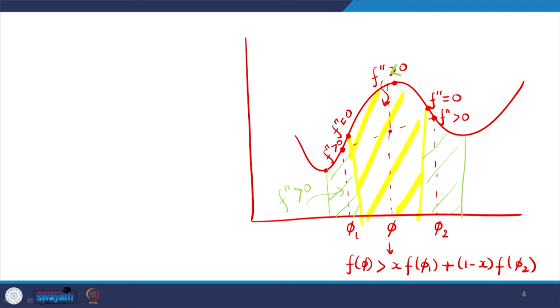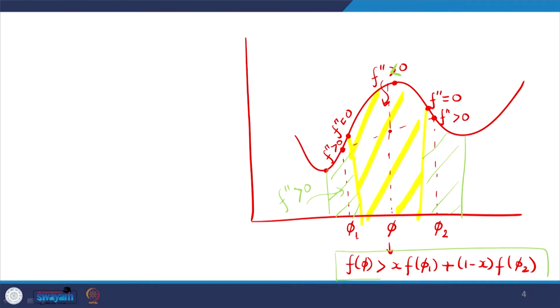So, if we are in the yellow regime, we can clearly say that we have a phase separation, because not only is f double prime less than 0, but also for the phi value that we get for mixing, the condition that we had for mixing will not be satisfied, because f phi happens to be higher than x f phi 1 plus 1 minus x f phi 2, right.